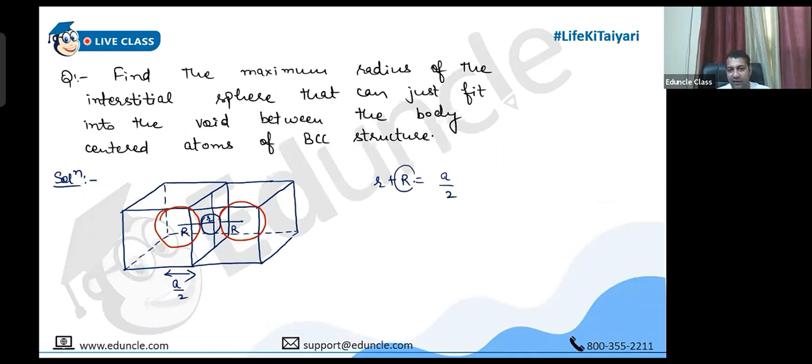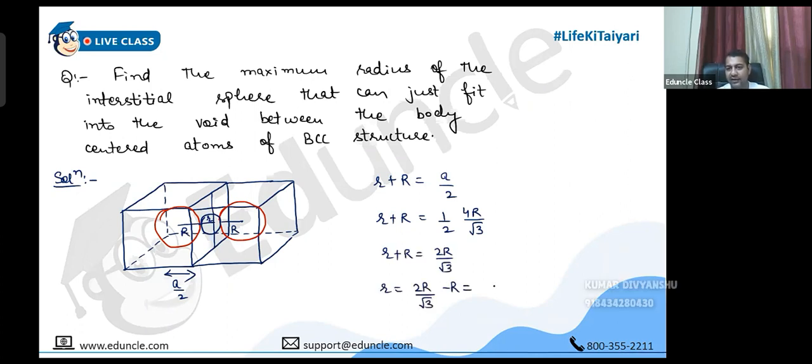And what is this a equal to in BCC, because this is a BCC structure, and there is a relation for this a. a is 4R by root 3, no? Isn't it? Yes, sir. And capital R is the radius of the normal atom, so that's why I've taken capital R. So R plus r is 2R by root 3, and now I can calculate this small r in terms of this capital R, and it will be (2 by root 3 minus 1) R, so it will be (2 minus root 3) times R. Can you solve this for me? So this way we will get to know the size of this sphere.